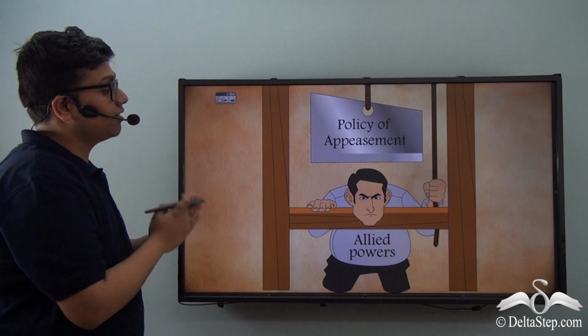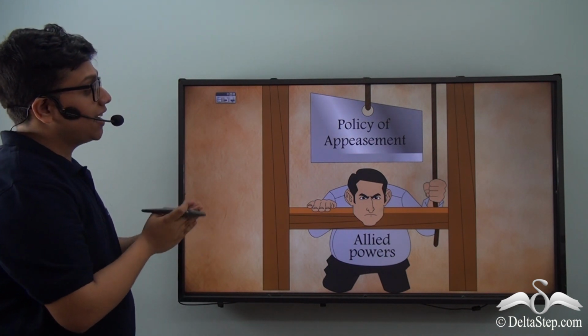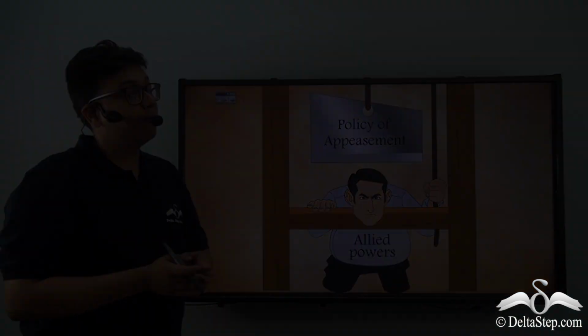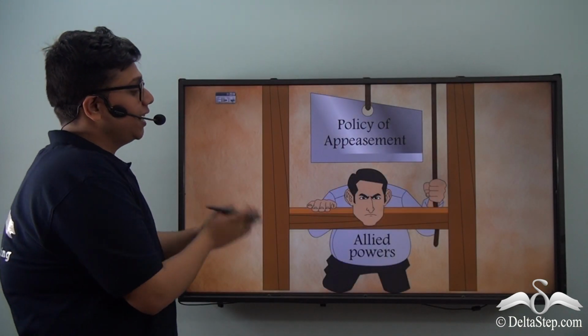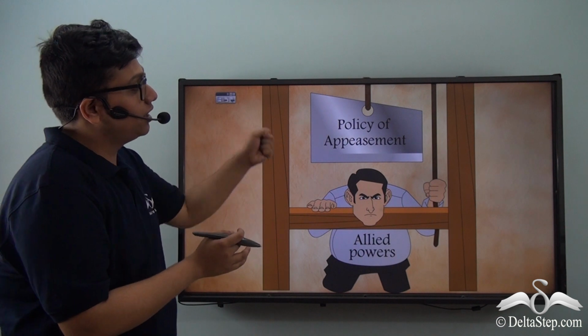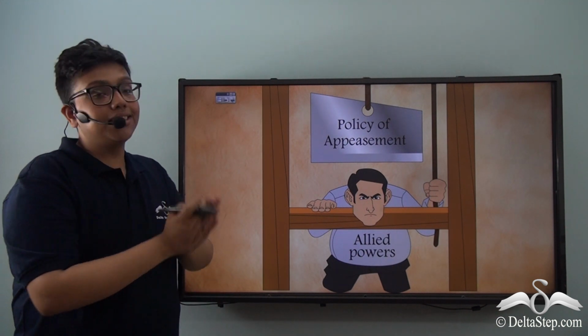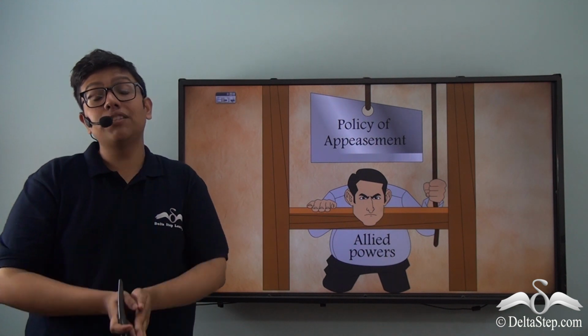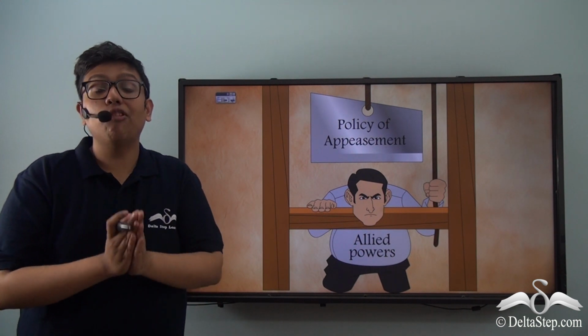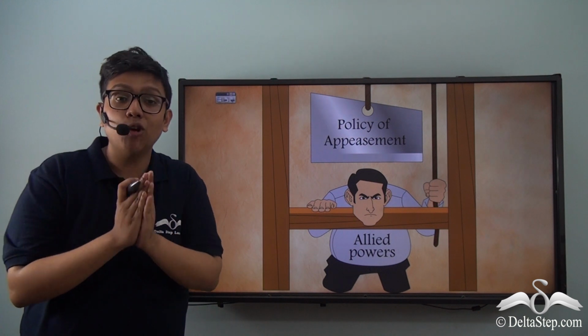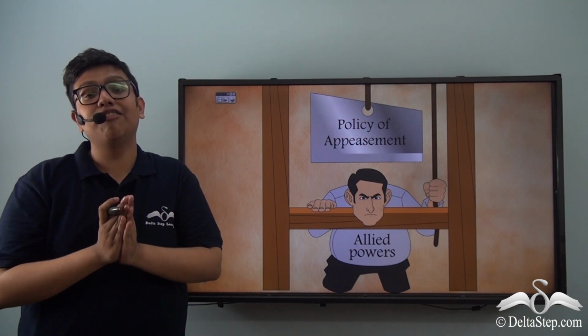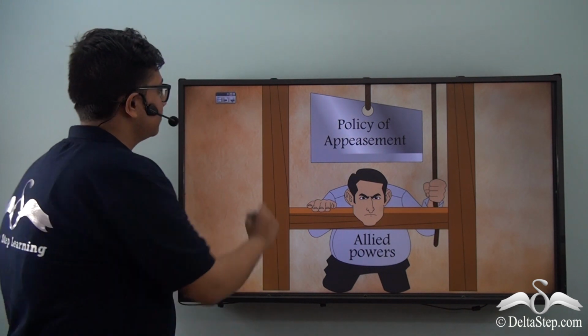We can see in this illustration how the Allied powers are actually causing their own deaths. You see in this illustration how the Allied powers are holding the guillotine in their own hands, the guillotine being the policy of appeasement. And we can understand how the Allied powers were themselves responsible to some extent for their own crises and for them not being able to avert the Second World War eventually breaking out.